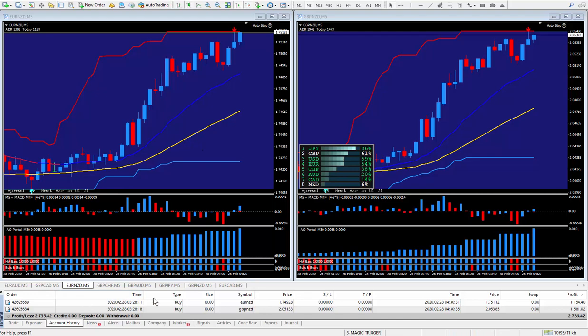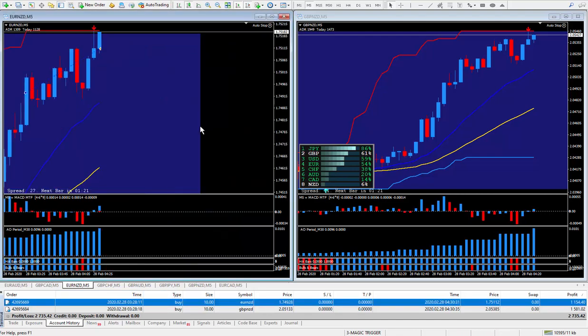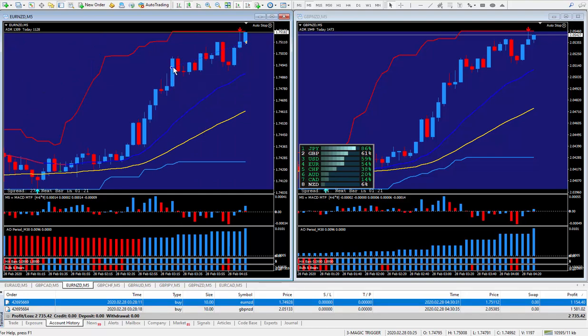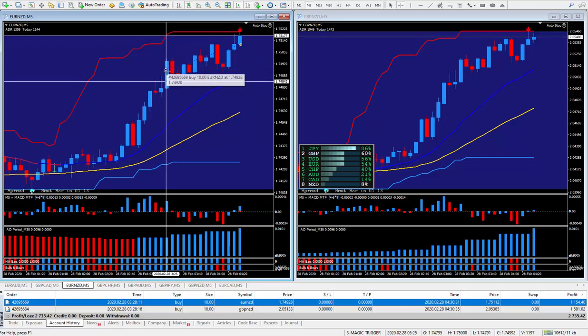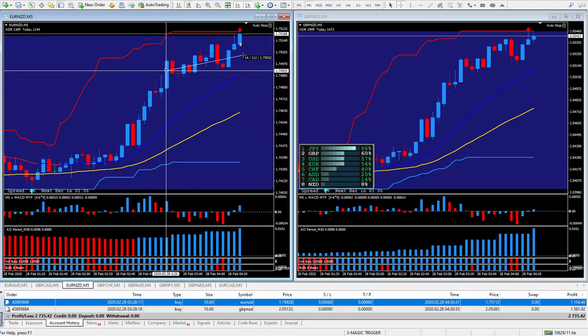So let's run a check on this Euro New Zealand. Drag this up and drop it. This is where I got in, as I said, about an hour ago, right here at this cursor as the candle was going up. And I just closed it for no particular reason other than I was happy with the totals. And I got roughly 19 pips there.